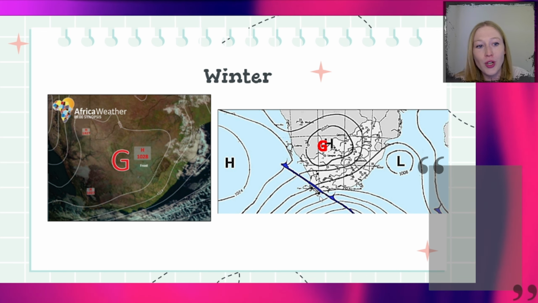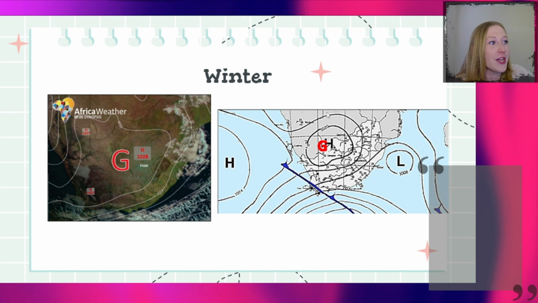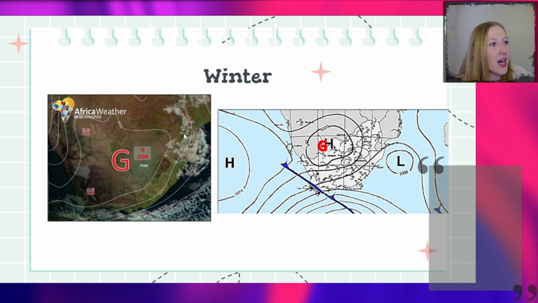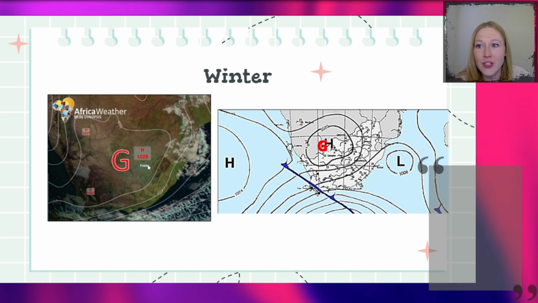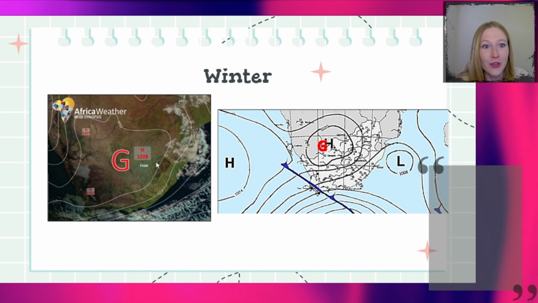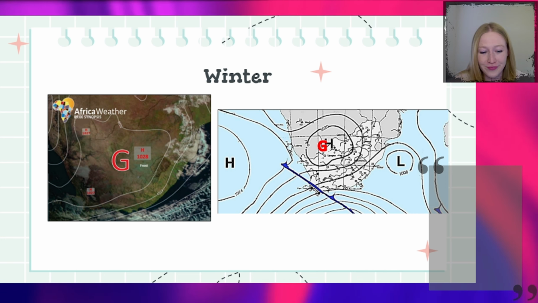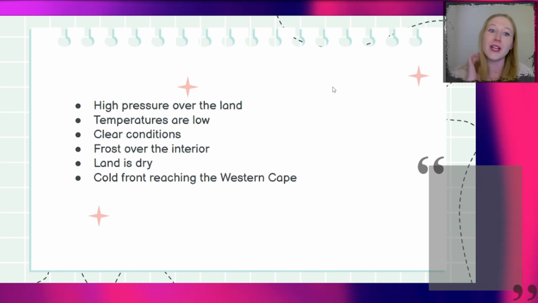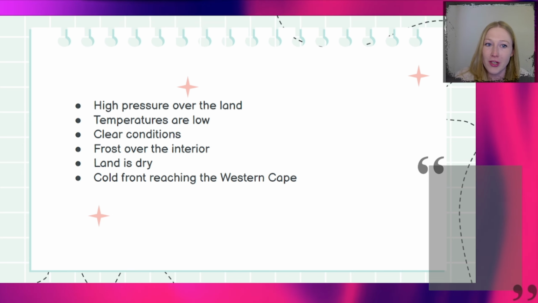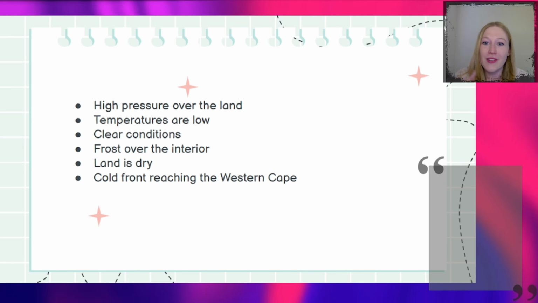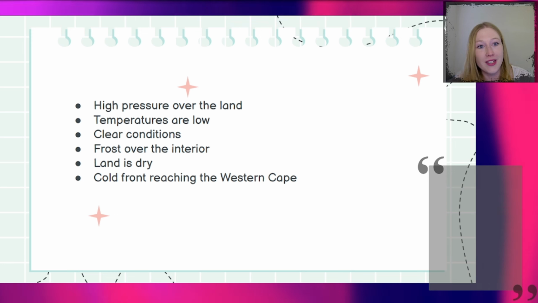But a big clue is the high pressure over the interior. Okay, so we see a high pressure there, a high pressure there. And hopefully you already know the name. That is the Kalahari high pressure, or the Kalahari anticyclone. So once again, they might not just ask you what season it is, they might ask you for evidence. So in winter, we have high pressure over the land. We can clearly see, well, hopefully we can see that it's cold.